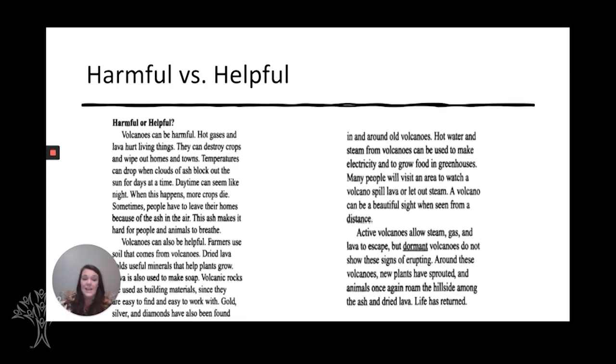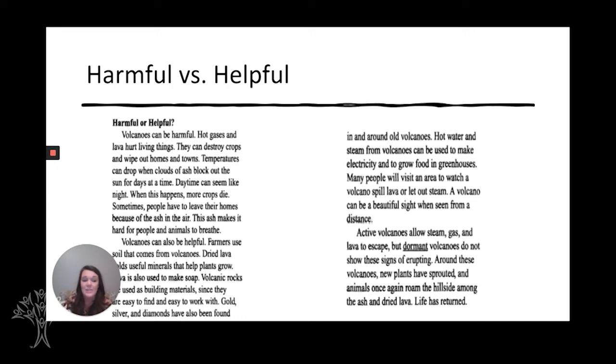Gold, silver, and diamonds have also been found around and in old volcanoes. Hot water and steam from the volcanoes can be used to make electricity and to grow food in greenhouses. Many people will visit an area to watch a volcano spill lava or let out steam. A volcano can be a beautiful sight when seen from a distance.